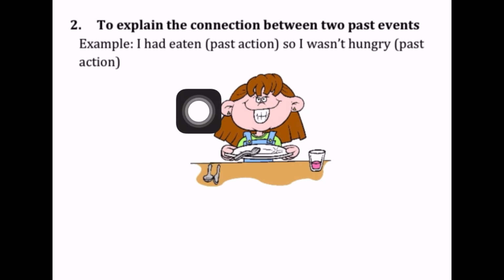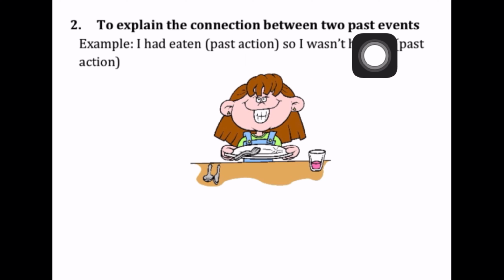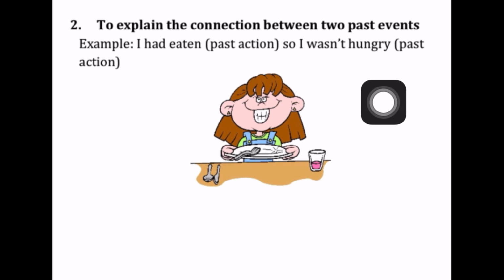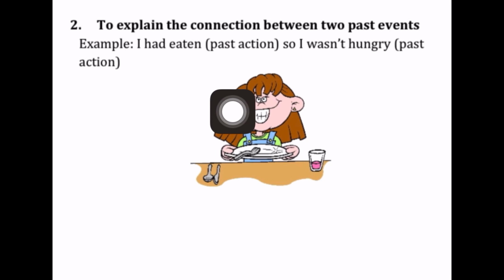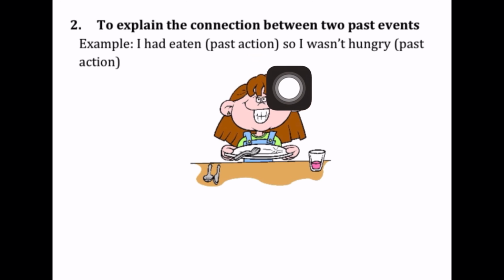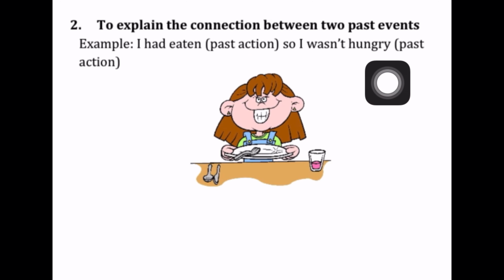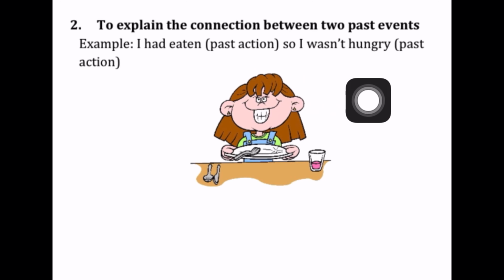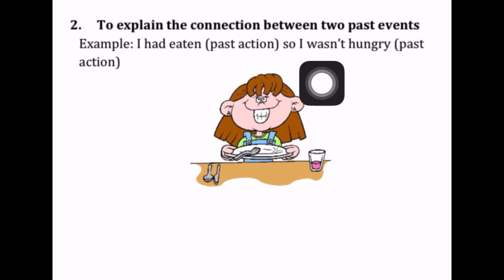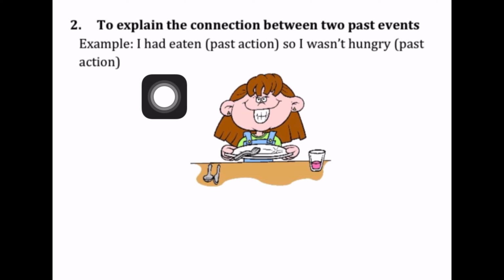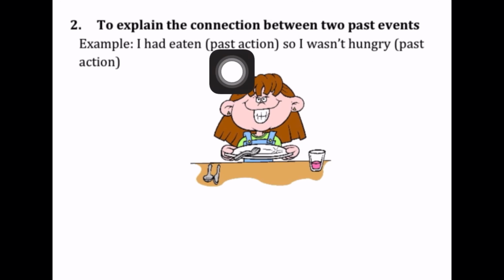Now use number 2 to explain the connection between two past events. Again, it's about the past and the past of the past. For example, I had eaten. Now eaten is a past action. So I wasn't hungry. Again, that's a past action. ඉතින් මේ කාලා තියෙන්නේ මේ past action එකට කලින්. ඉතින් මේක තමයි past of the past action එක වෙන්නේ.